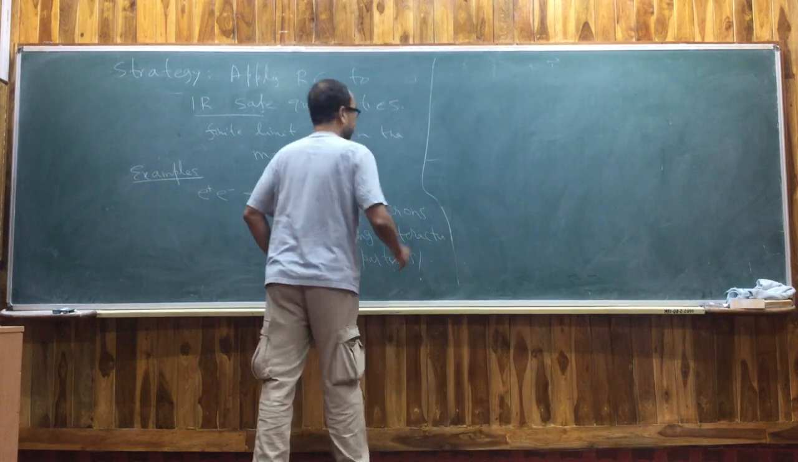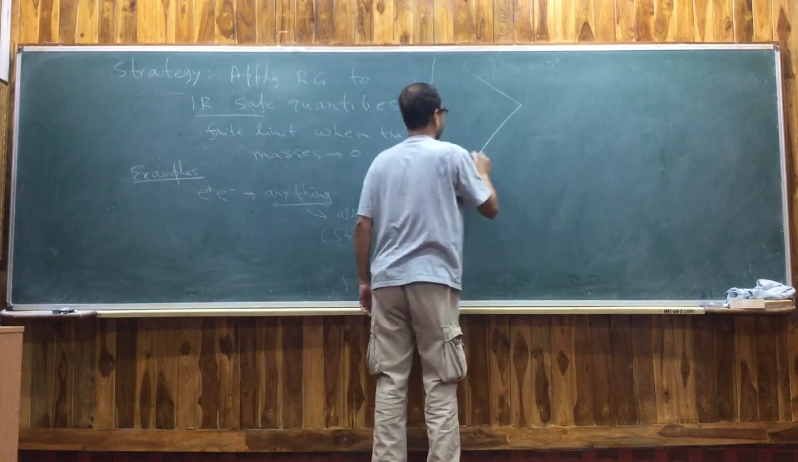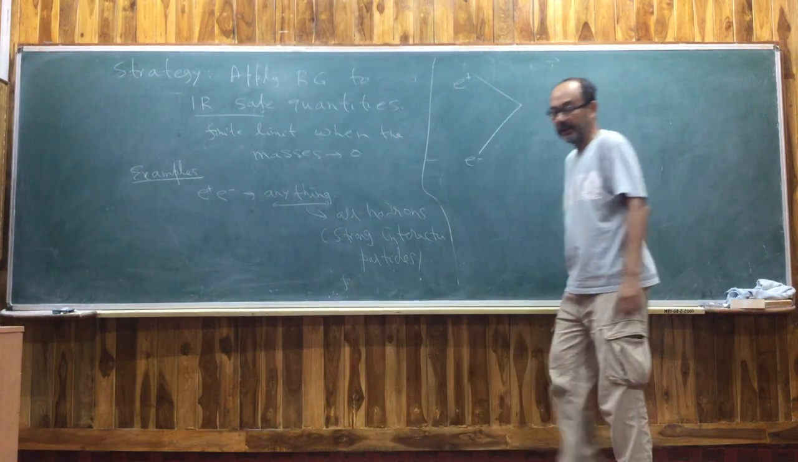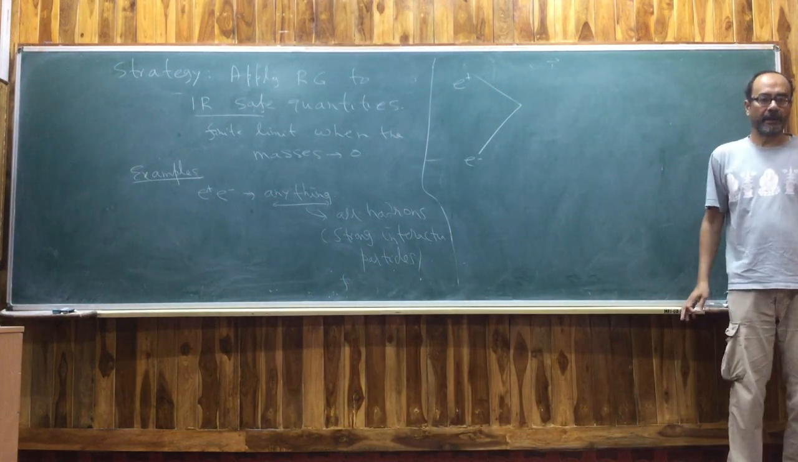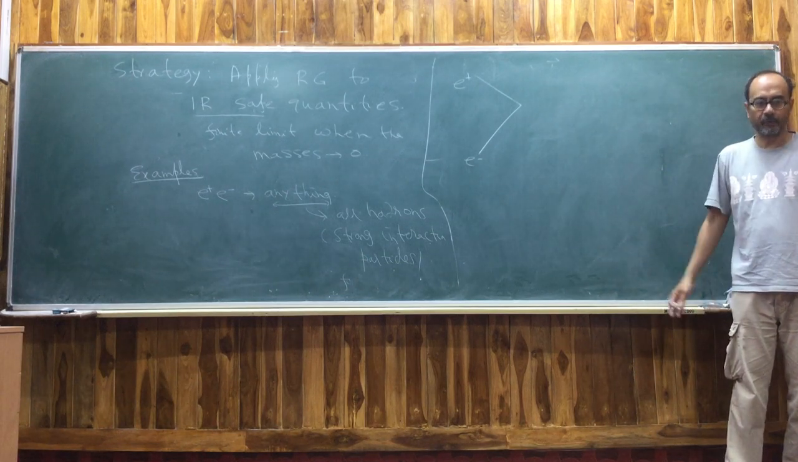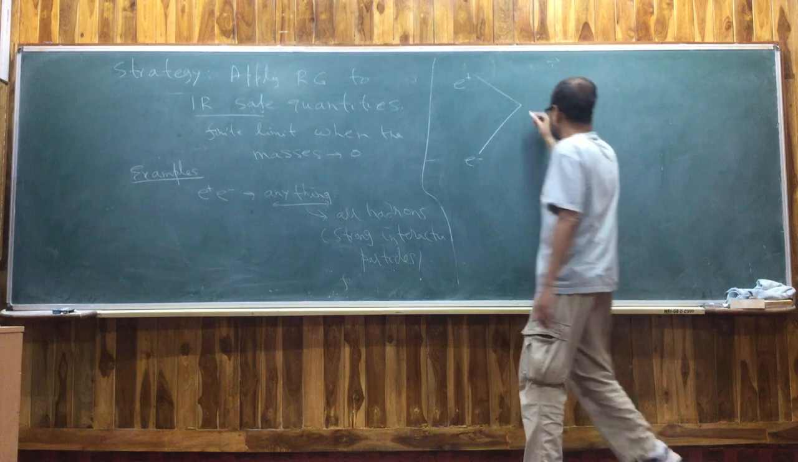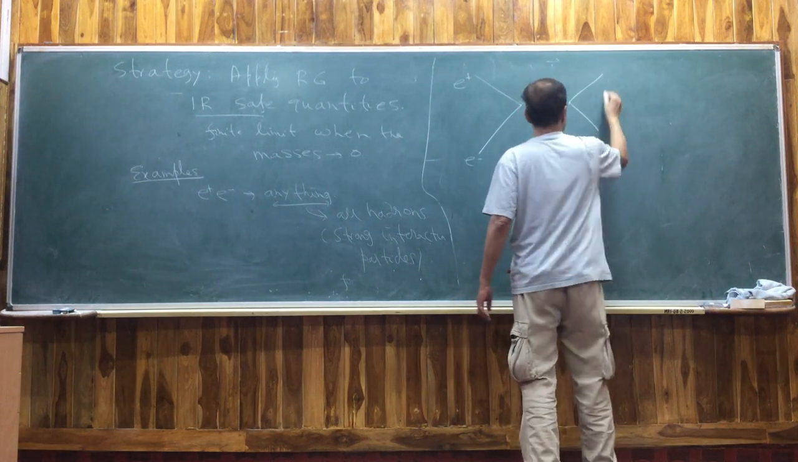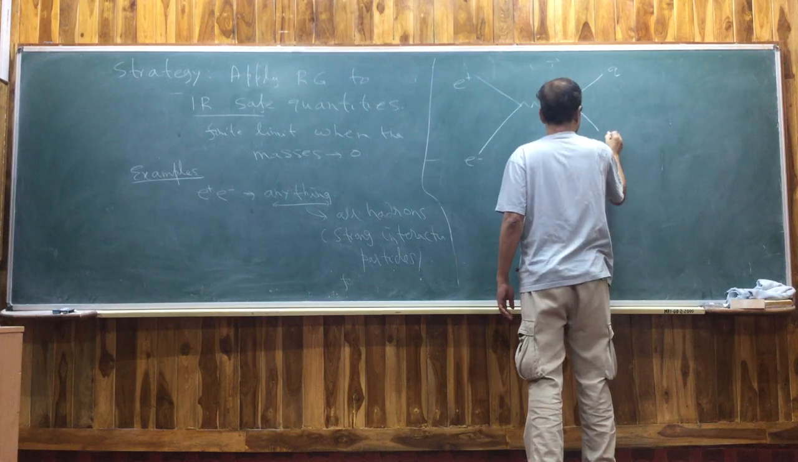So let me explain this in a little more detail. Suppose you have e+ e-. The leading contribution is e+ e- going to some hadrons, some strongly interacting particles. We start with q q-bar here. This is a photon.